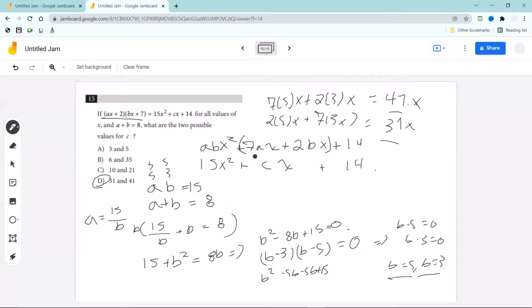If you went through this problem too quickly, you might think they're 3 and 5. That's not the correct answer. That is an answer, but it's more of a careless mistake.